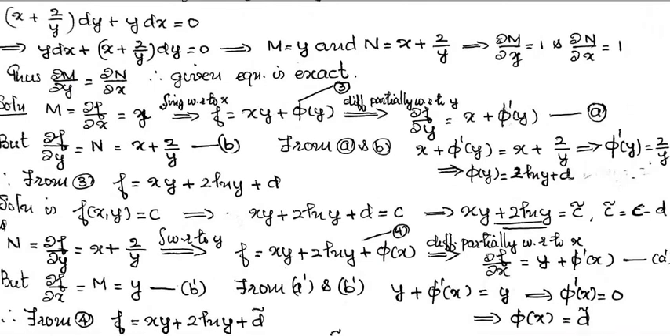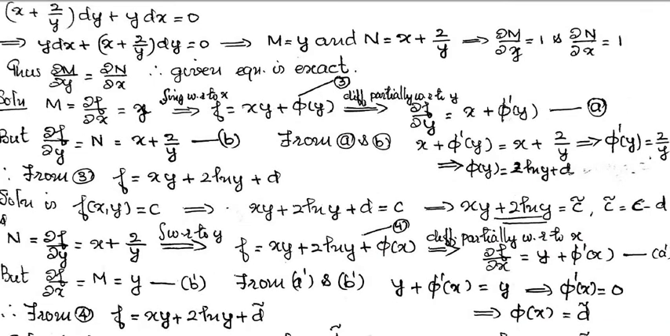Now I am giving three methods for solving an exact equation. The first two methods are identical. First method: from the question, ∂f/∂x equal to M, which is y. For getting f, we have to integrate this expression with respect to x. Thus we get f is equal to xy + phi of y.